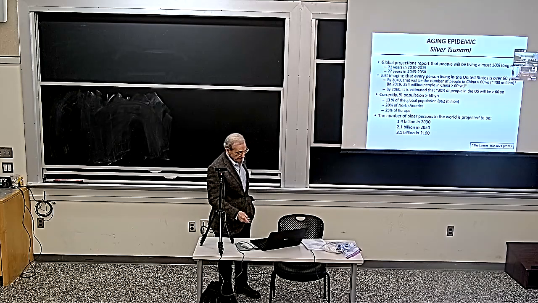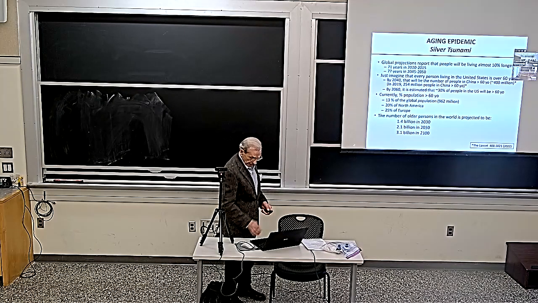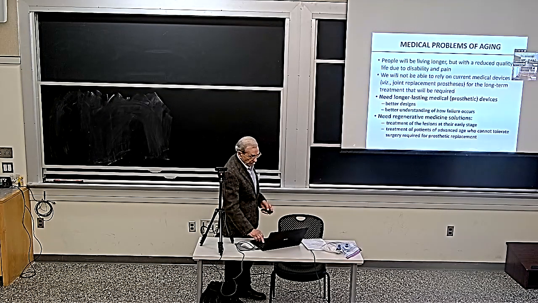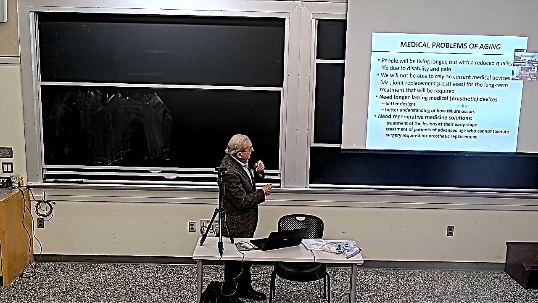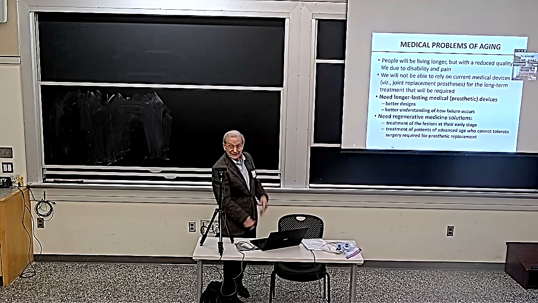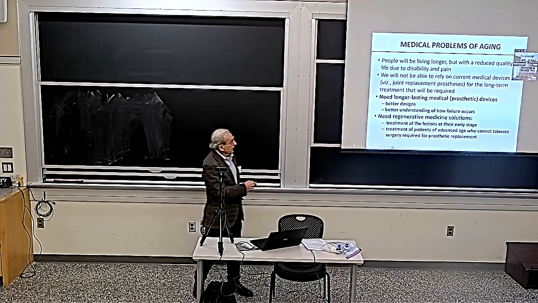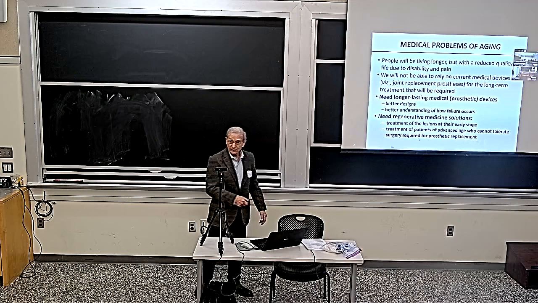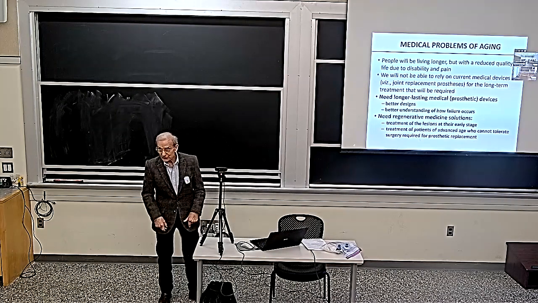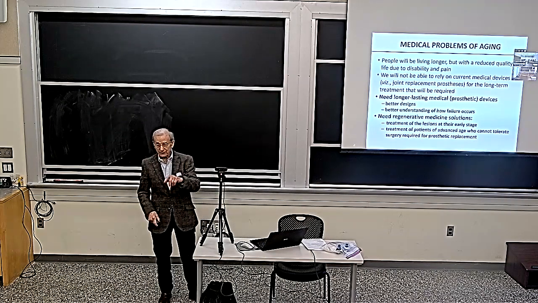Not only do we need longer-lasting medical products that are permanent, like artificial knees, but we need regenerative medicine solutions for the treatment of the lesions at the earlier stage, and treatment of patients at an advanced stage who can't tolerate surgery. So the reason I need 2 artificial knees now is when I was your age, I tore a meniscus in one knee. And then later, a few years later, I tore the other meniscus playing handball.